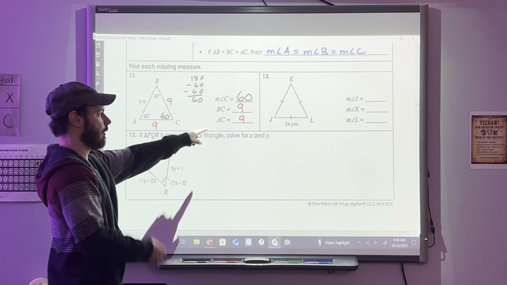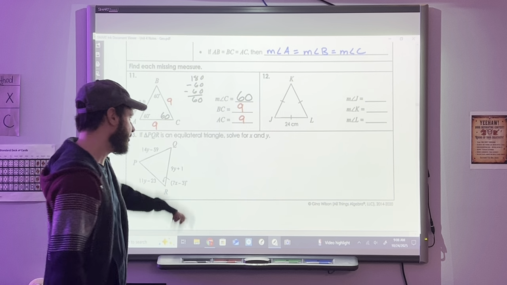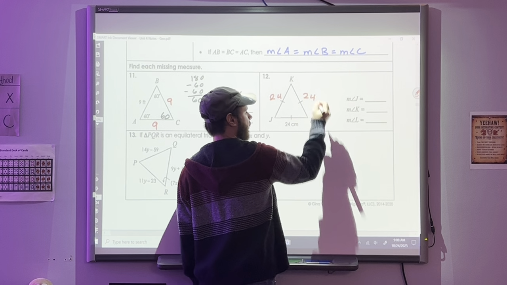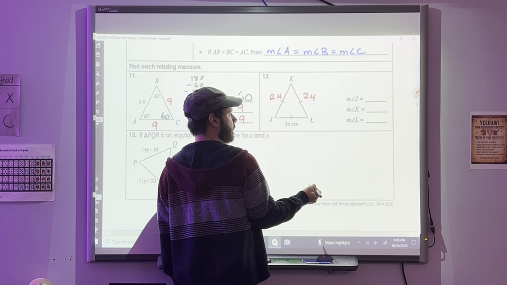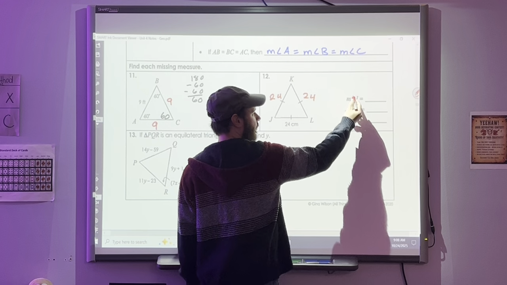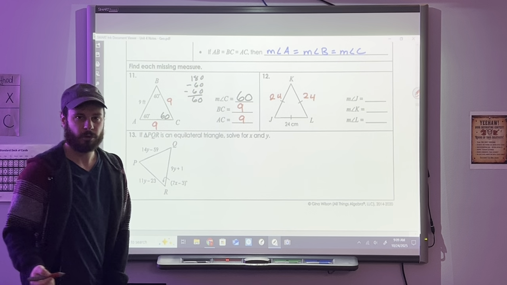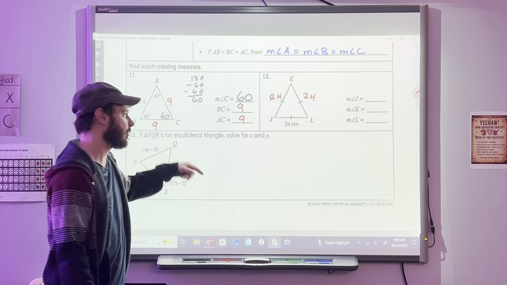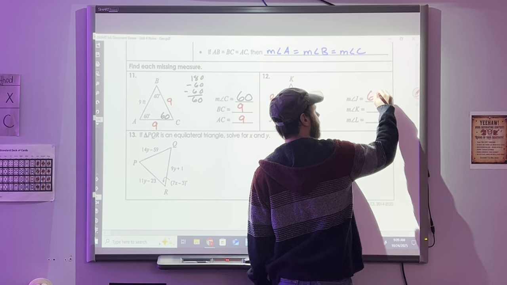Over here, I got same sides everywhere. This one's 24, therefore that one's 24, and that one's 24. But that doesn't help me, because it only wants angle measures. Oh no. What's the only way to split 180 degrees among 3 angles? 60, 60, 60, every time.